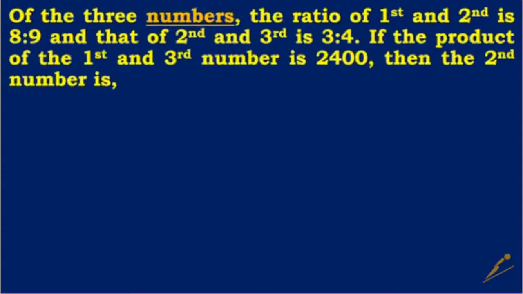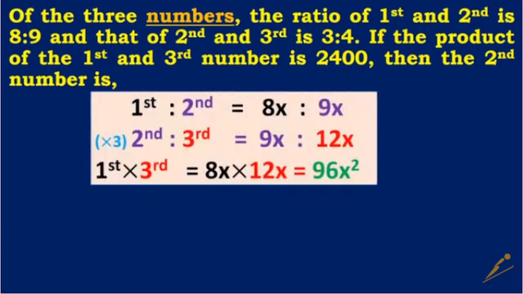Example 2. Of the three numbers, the ratio of the first and second is 8 to 9 and that of the second and third is 3 to 4. If the product of the first and third number is 2400, then the second number is? Let the first and the second number be 8x and 9x respectively. Multiplying the second ratio by 3, so that the consequent of the first ratio should be equal to the antecedent of the second ratio. Then the second ratio becomes 9x, 12x.